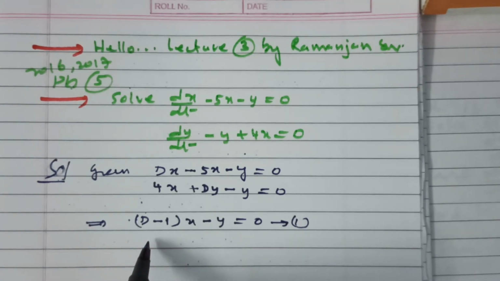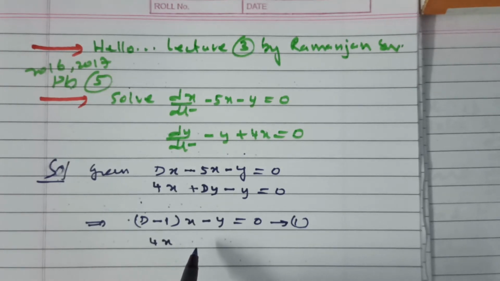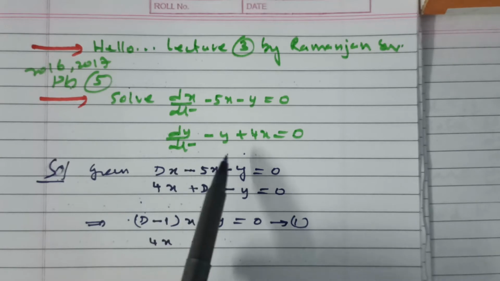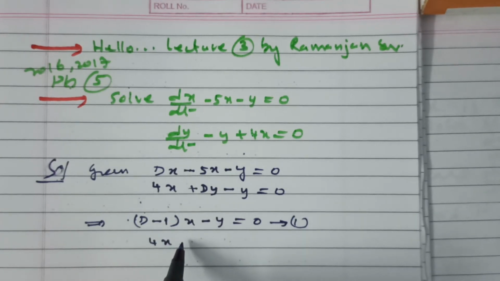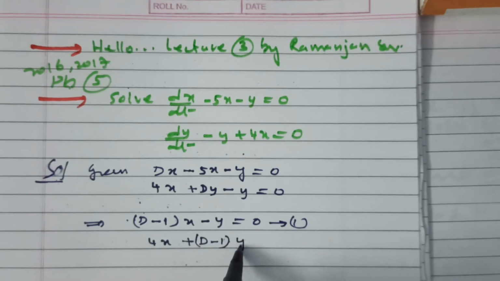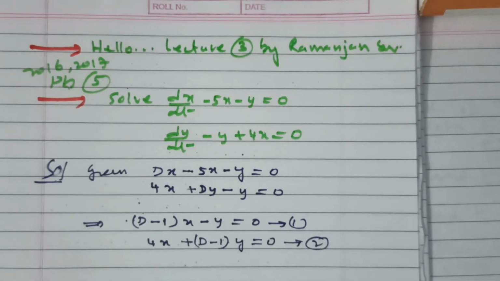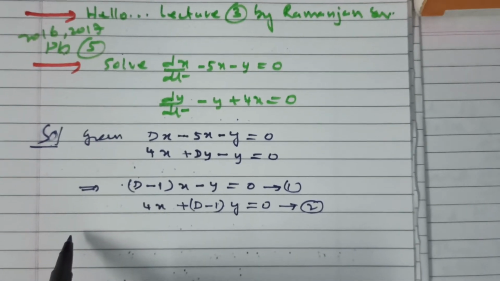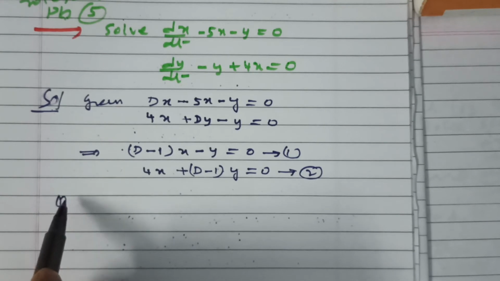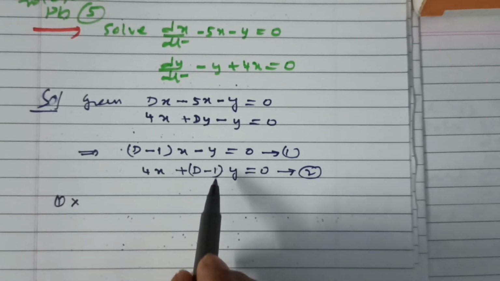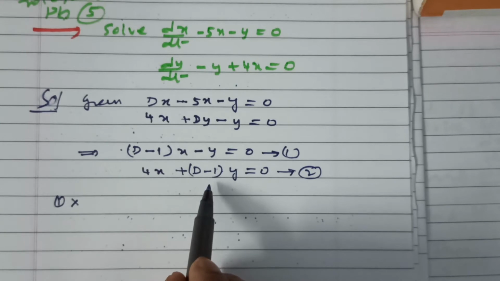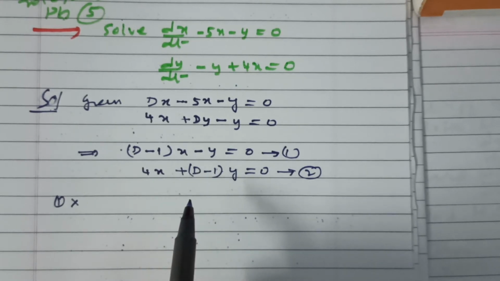Second equation is 4x, as y is common in these two terms, plus (D minus 1) of y is equal to 0 is the second equation. So let us eliminate the y term at first, so the first equation can be multiplied by D minus 1 and the second equation can be multiplied by 1.